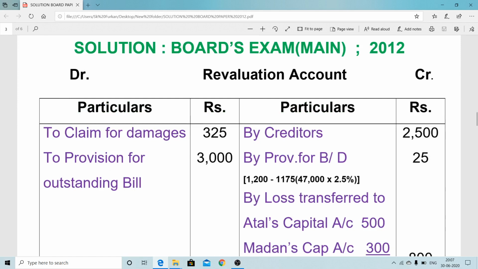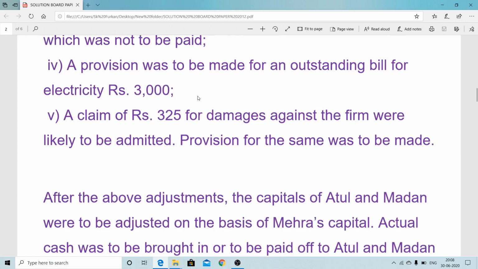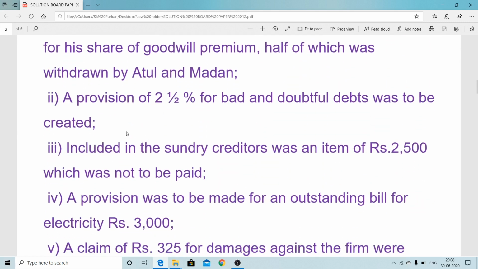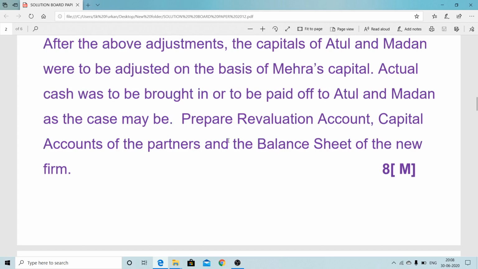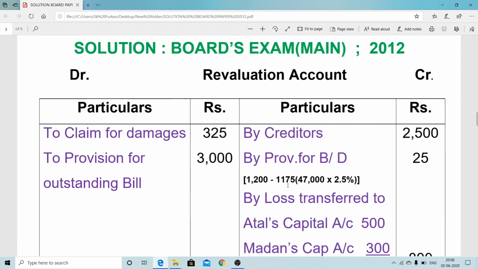Revaluation account, from the information we can compare here. First, number 1, that is provision for doubtful debt. Old provision here 1200 and new provision here coming 1175. So the new provision is less than the old, therefore it will come on the credit side.